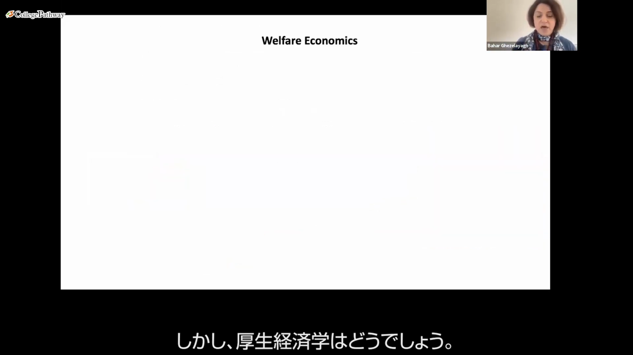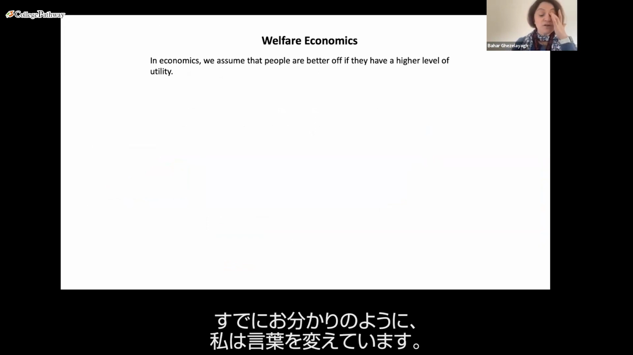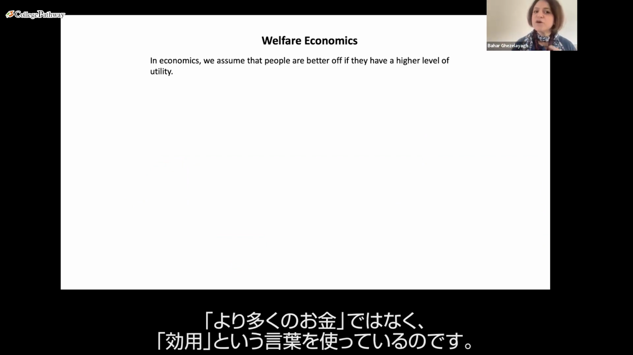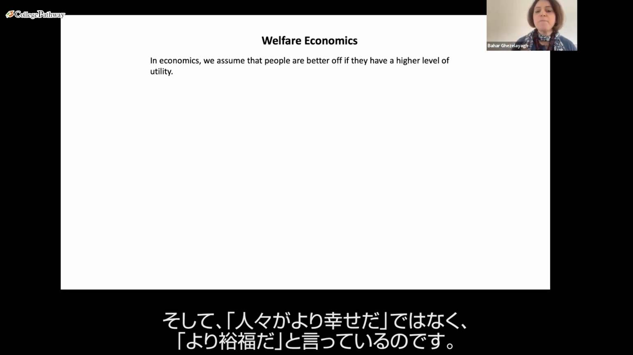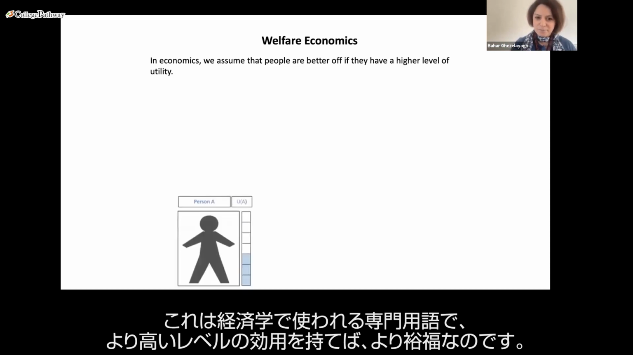But what about welfare economics? We assume that people are better off if they have a higher level of utility. You can see already that I am changing the words. I'm using the word utility rather than more money. I'm saying people are better off rather than saying people are happier. These are the jargons that we use in economics. They are better off if they have a higher level of utility.